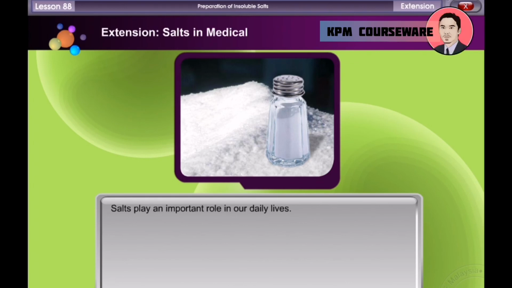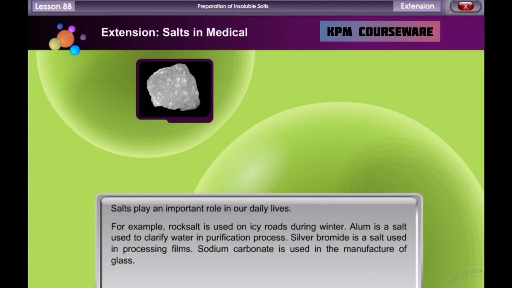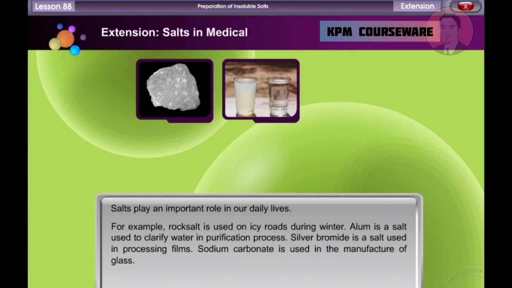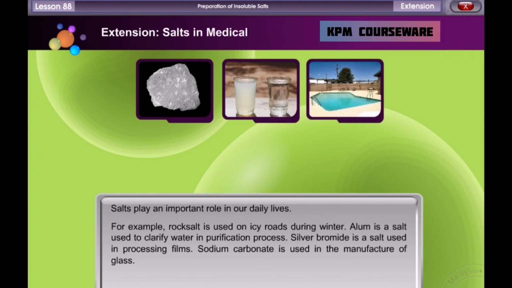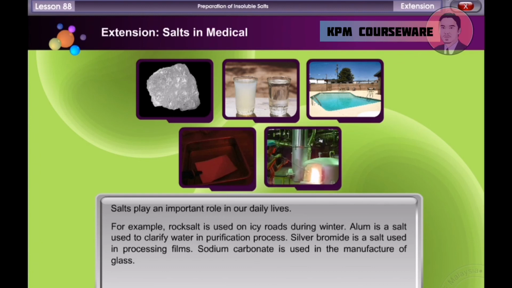Salts play an important role in our daily life. For example, rock salt is used on icy roads during winter. Alum is a salt used to clarify water in the purification process. Silver bromide is a salt used in processing films. And sodium carbonate is used in the manufacture of glass. Do you know that salts are also used in the medical field? Find information on the usage of insoluble salts in the medical field.